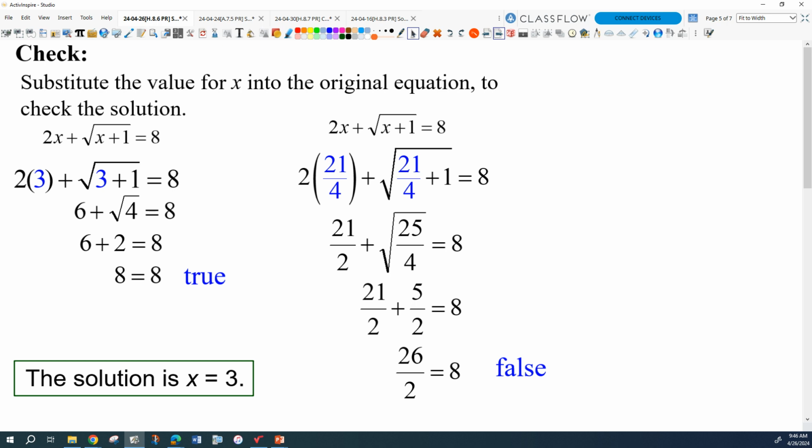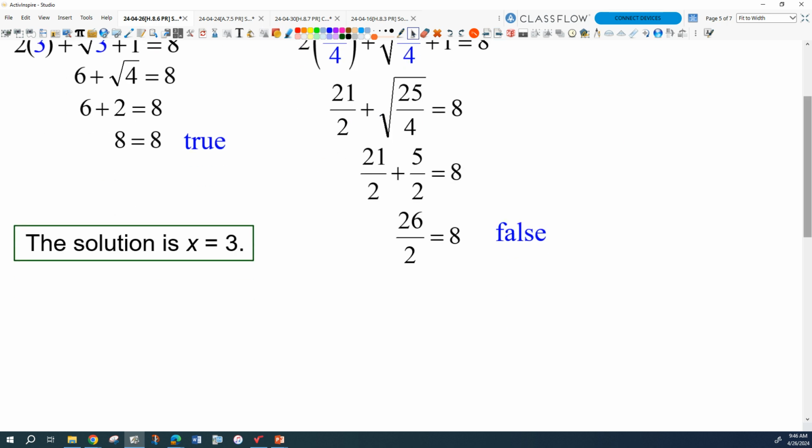If I plug 3 in, I get a true statement. I get 8 on the left side and 8 on the right side. But if I plug in 21 fourths, I'm not so lucky. 21 fourths under the radical, 21 fourths plus 1 is 21 fourths plus 4 fourths, 25 fourths. Square root that, I just get 5 over 2. 21 halves plus 5 halves is not 8. That gives me 26 halves, which is 13. 13 is not 8. So that was a false solution. So only one of those we get to keep. Okay? Make sense?